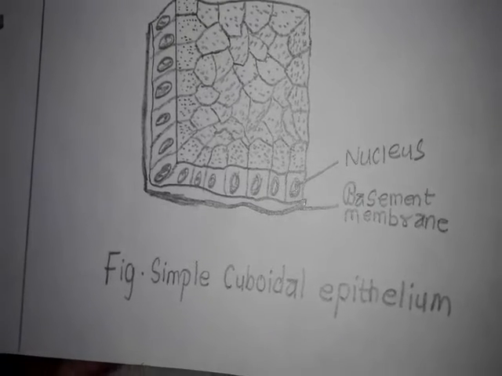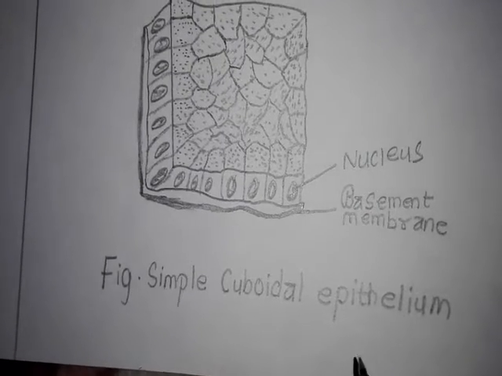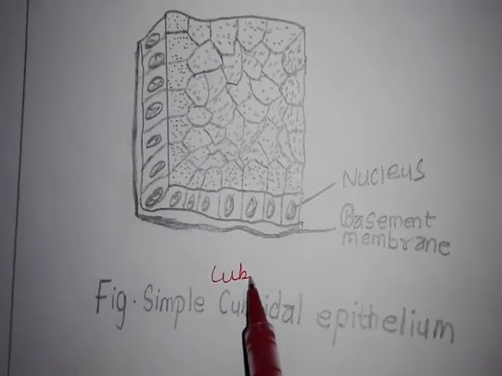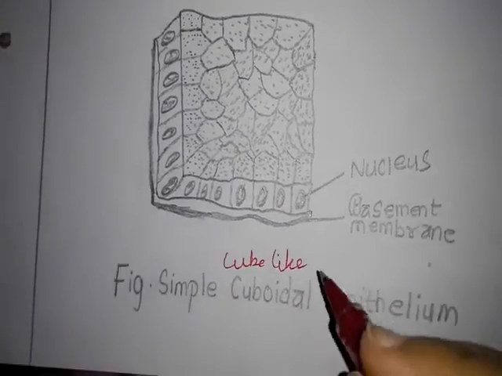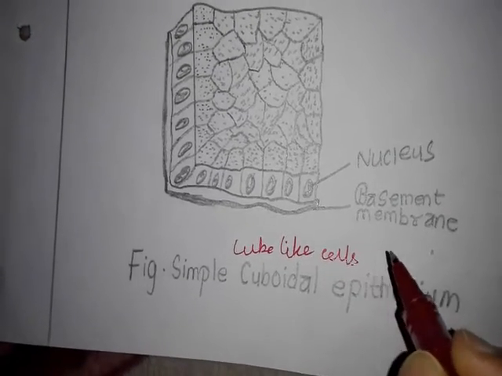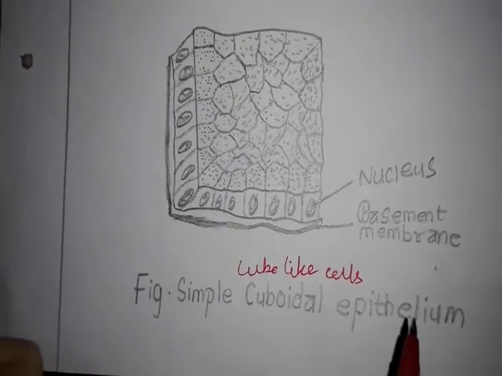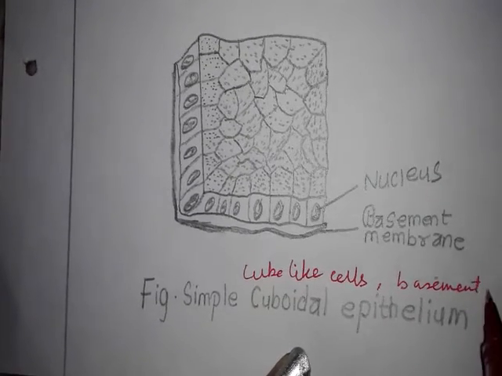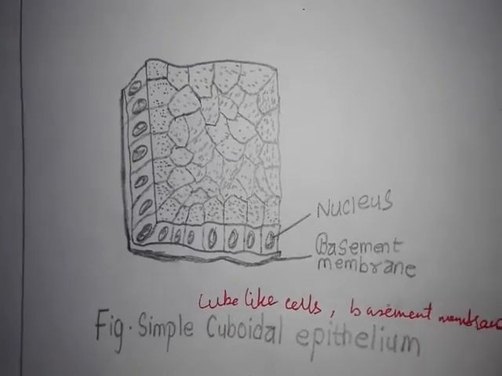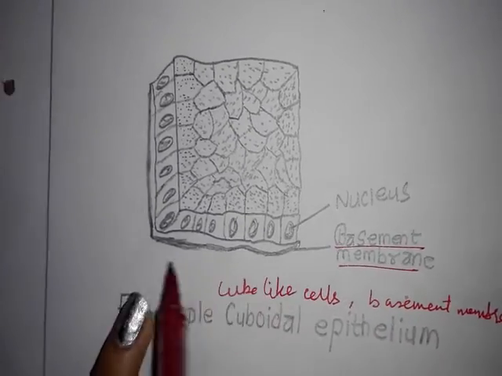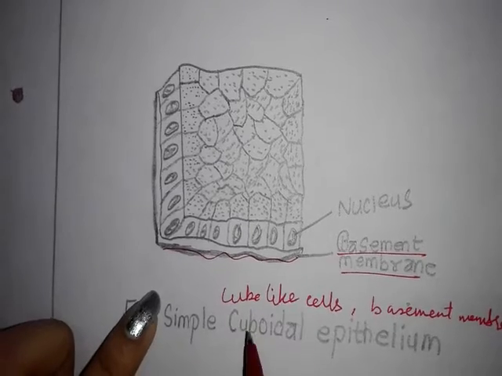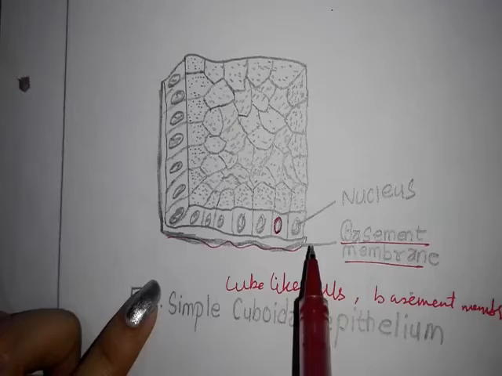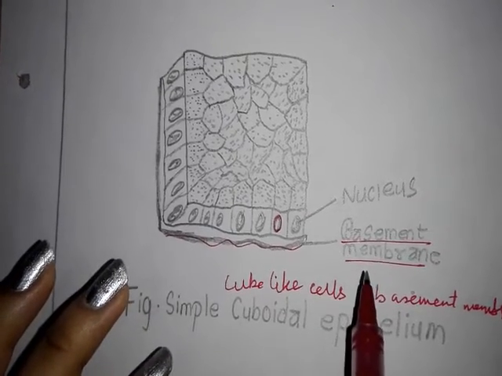The next one is simple cuboidal tissue or epithelium. This tissue consists of a single layer of cube-like cells which are equal in width and height. These cells lie on the basement membrane. It is labeled here also. You can see in the figure it lies on a basement membrane. Each cell has a centrally located round small nucleus.